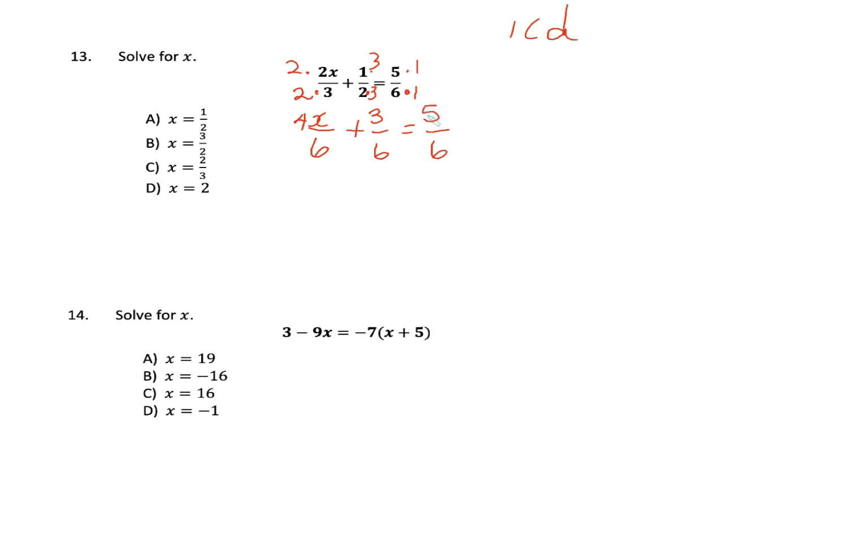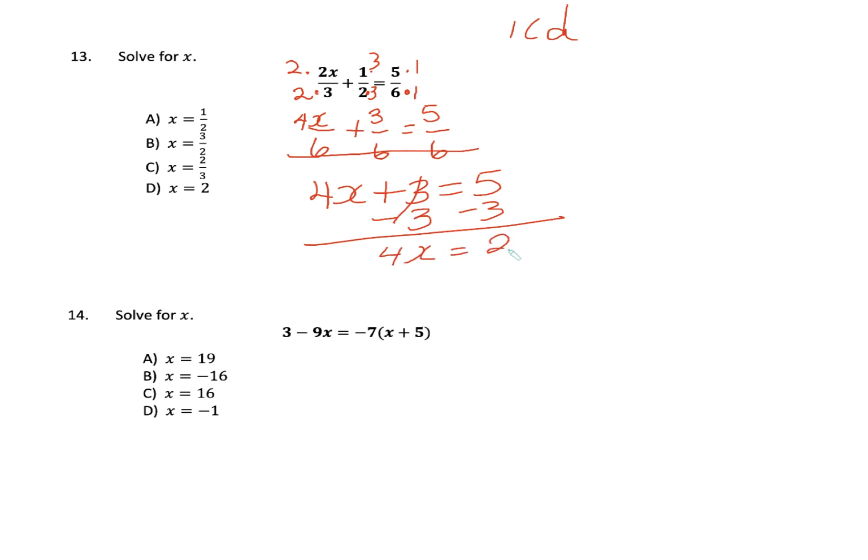So that's 5. Now once I found the LCD and they're all the same and I created equivalent fractions, I'm going to cross this out. We don't need it anymore because they are equivalent. We're just working with the top portion, which is 4x plus 3 equals to 5. And let's solve for x. I would subtract 3 on both sides. 4x equals to 2. Solving for x, we'll divide both sides by 4. X has a value of 2 over 4.